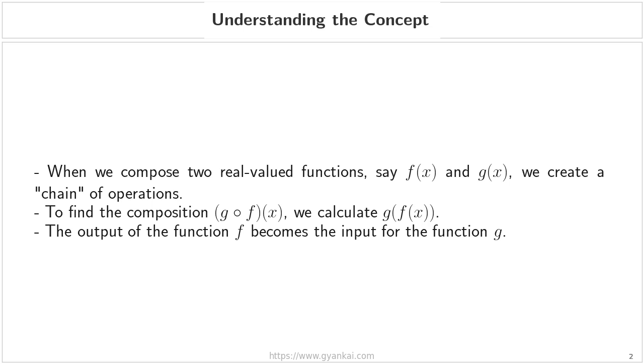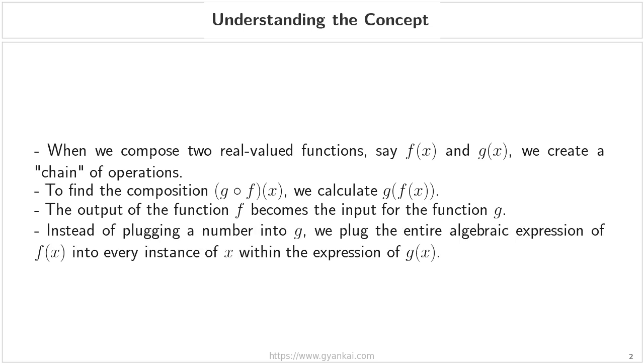The output produced by the function f becomes the immediate input for the function g. In practical terms, this means that instead of plugging a specific number into g, we take the entire algebraic expression of f of x and substitute it into every instance of x within the expression of g of x. This conceptual understanding is crucial, as it leads us directly into the formal step-by-step procedure we will discuss in the next slide.